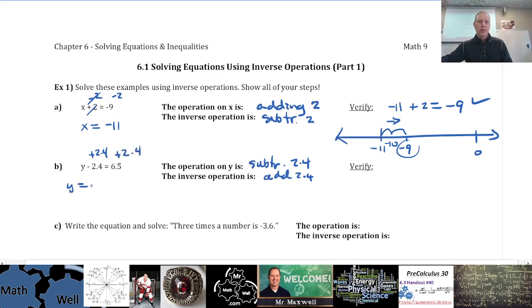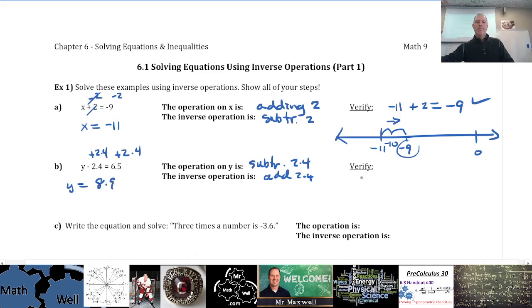So y equals, what's 6.5 plus 2.4? Try not to do this on your calculator. If you can do it in your head, exercise, okay? You can check in your calculator if you want. 6 and 2 is 8. 0.5 and 0.4 is 0.9, right? So we got 8.9. Okay, you good with that? 8.9. I think I like it.